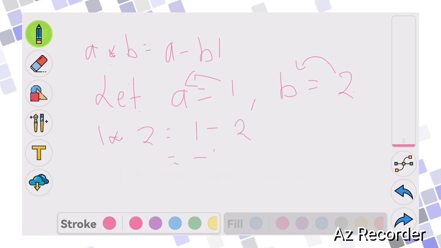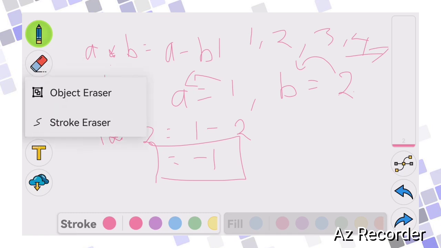This is going to be negative 1. Is negative 1 a natural number? No, it isn't. Negative 1 is an integer, a negative integer to be more specific. Natural numbers, remember, start from 1 and go all the way to positive infinity: 1, 2, 3, 4, and they go all the way this side. So negative 1 is not a natural number. Therefore, this star is not a binary operation on a set of natural numbers. It's just basically as easy as that.